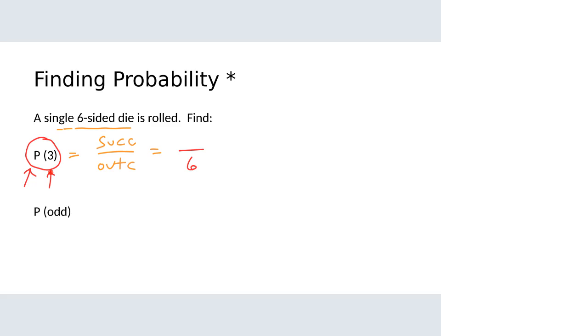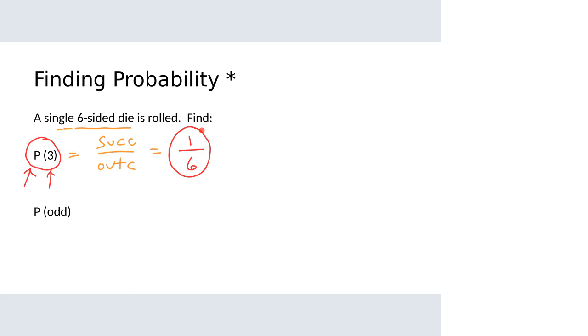Perfect. Lorraine and Nicole, awesome. I have 1 success. I have 6 outcomes. So the probability of rolling a 3 is 1/6. At its core, at its heart, that is probability. We are going to look at much more advanced questions than this as we go forward, but the heart of probability is right there. How many outcomes are there? How many successes are there?